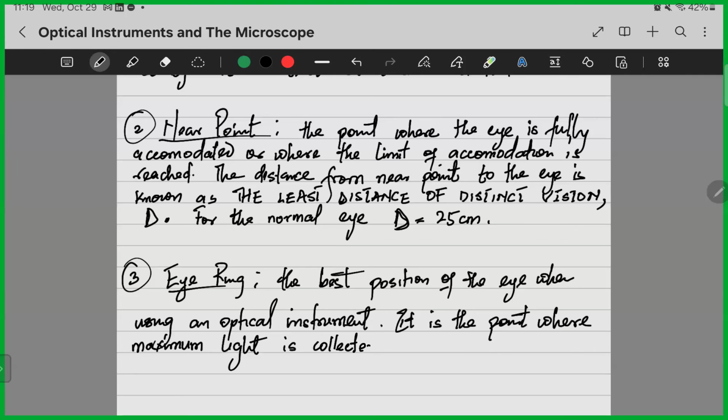So another version of the formula is D over F plus 1. This is used for positive D, and then M is negative. We have M equal to 1 minus D over F. And in this case, D is negative and M is negative.